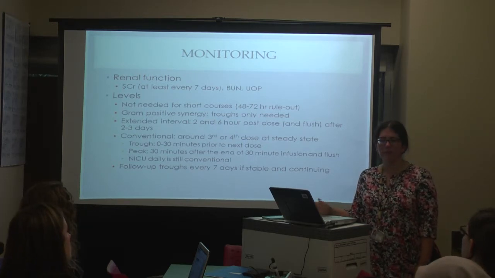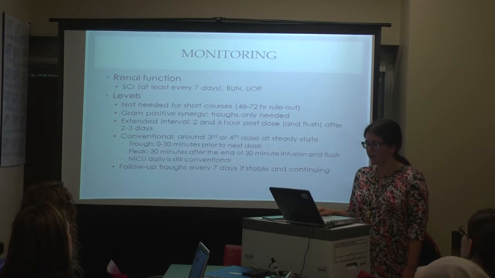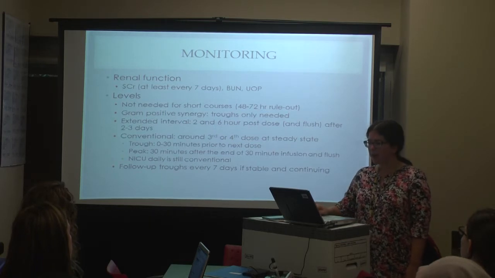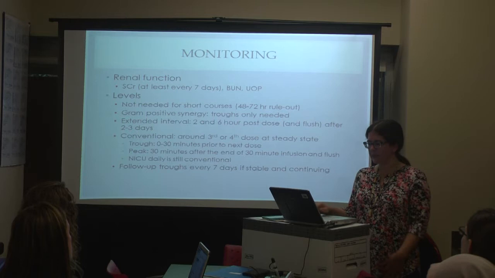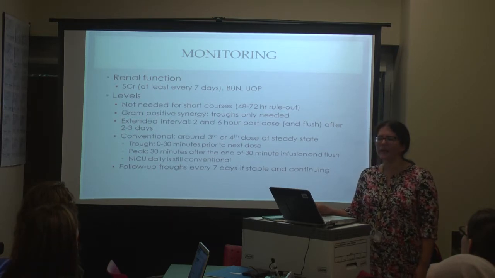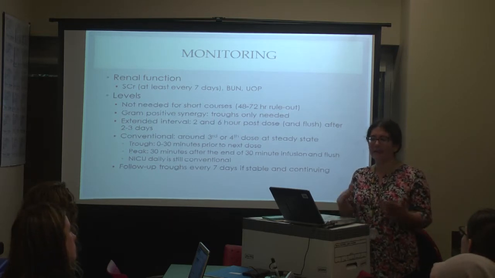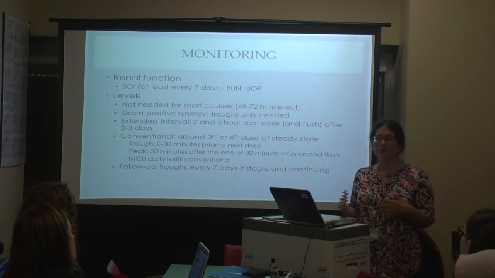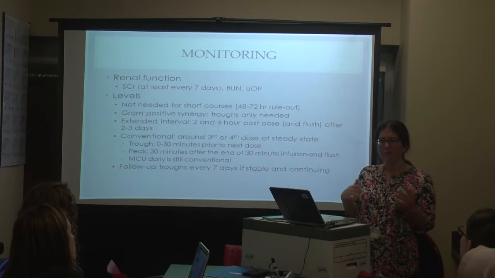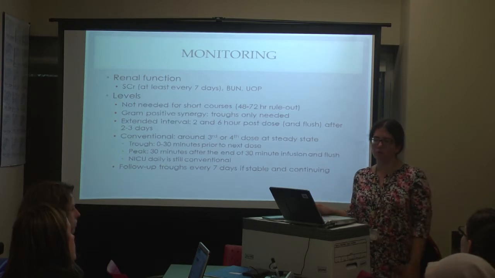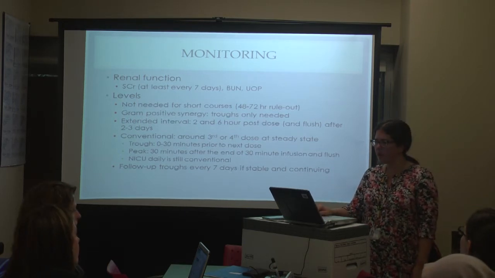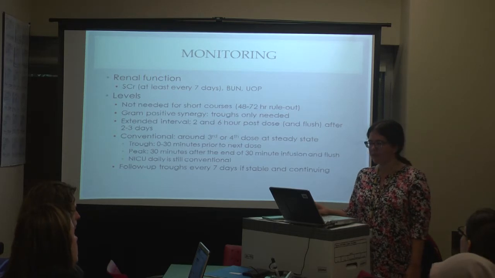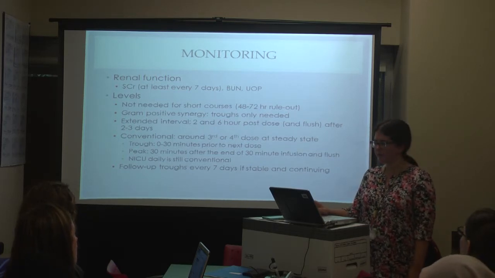Conventional, we want to get levels generally on the 3rd or 4th dose, so patients are at steady state. And then in those patients, we want to do a trough and a peak. Now, in some NICU patients, they may require daily dosing of aminoglycosides, but that's not extended interval. Due to their renal function, that's actually conventional, but in their case, that correlates to every 24 hours. And then follow-up troughs every 7 days if stable, and they're going to be continuing therapy.